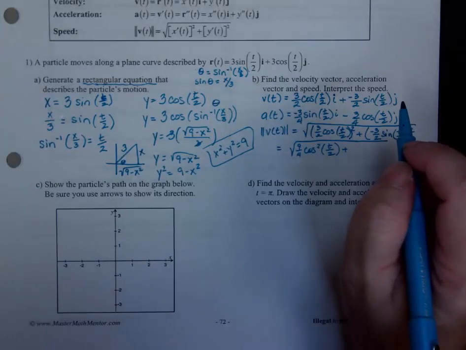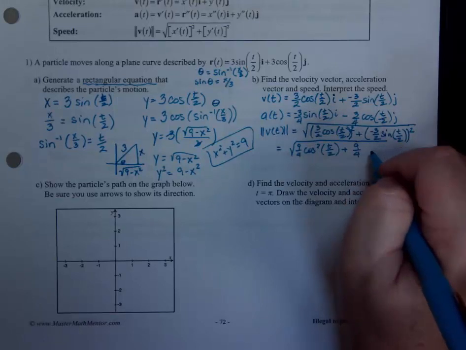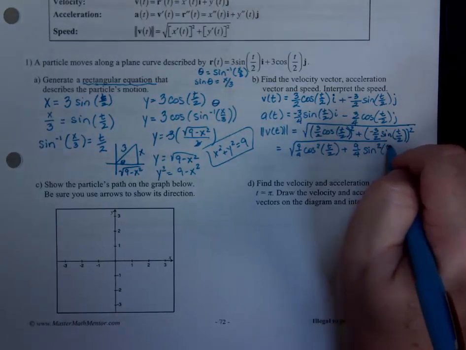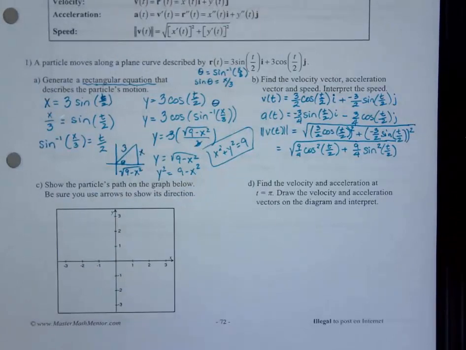plus, you tell me, what's the second term? 9/4 again, sine squared of t over 2. Okay, that looks good, but that's not done.